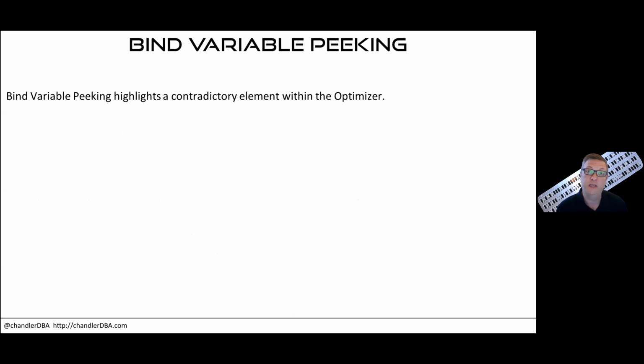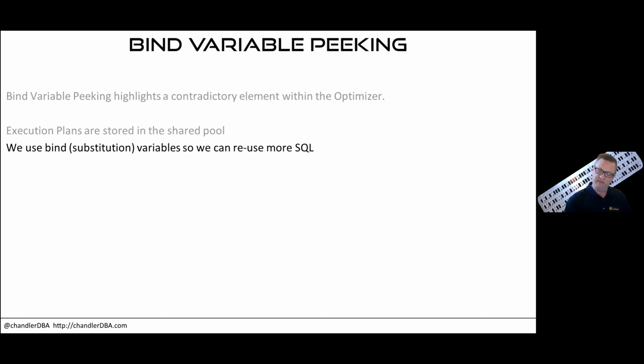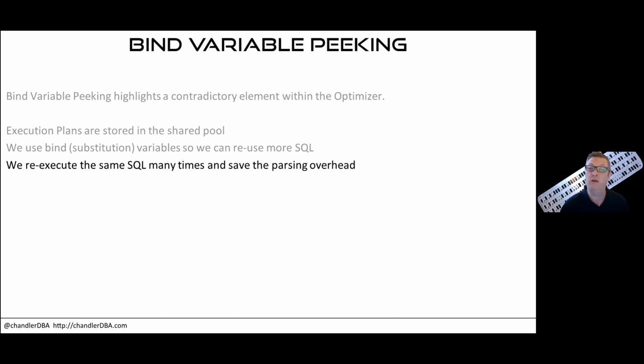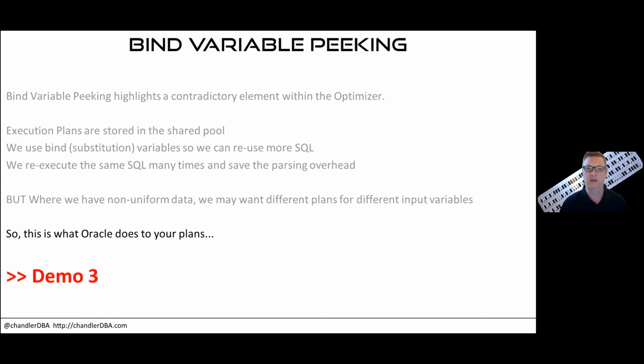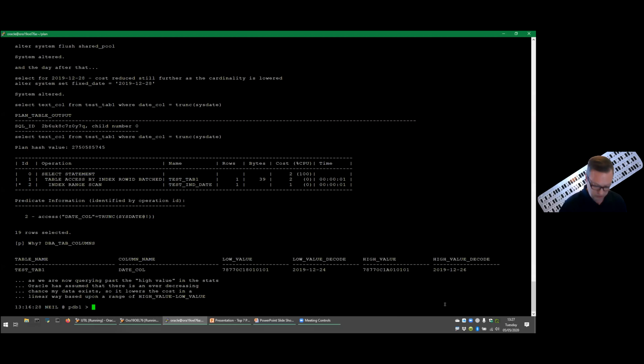And one thing that Chris did speak about was bind variable peeking. I'm going to cover similar ground here, but from a slightly different angle. As Chris said, bind variable peeking highlights a contradictory element within the optimizer. Execution plans get stored in the shared pool, and we use bind variable substitution so we can reuse more execution plans in the shared pool and avoid the parsing overhead. But where we have non-uniform data, and most data is non-uniform, we may want different plans for different input variables. So I've got a wee demo that's similar, but not the same as Chris's, to try that.